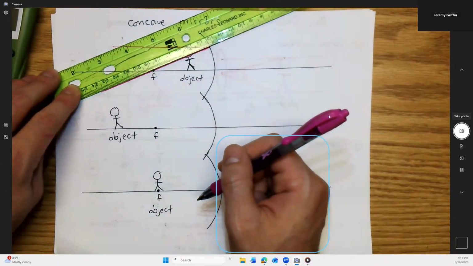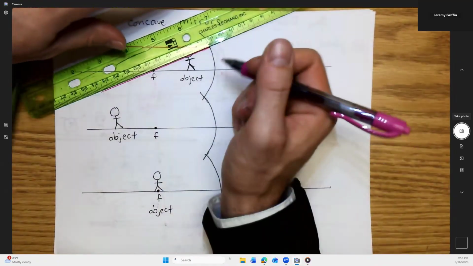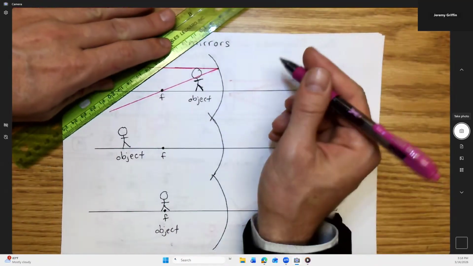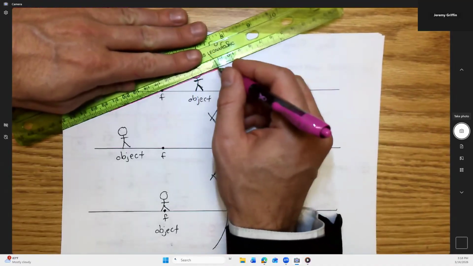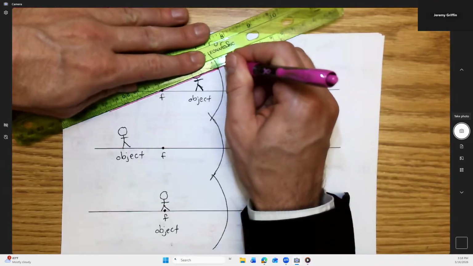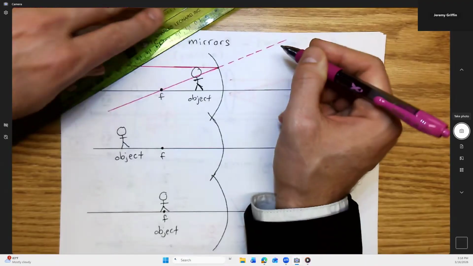Now, we still need another set of rays. This is not the answer yet. But guys, do this: that last ray you just drew through the focal point, extrapolate it backwards behind the mirror. Doesn't it look like the ray came from that direction? Is that true?